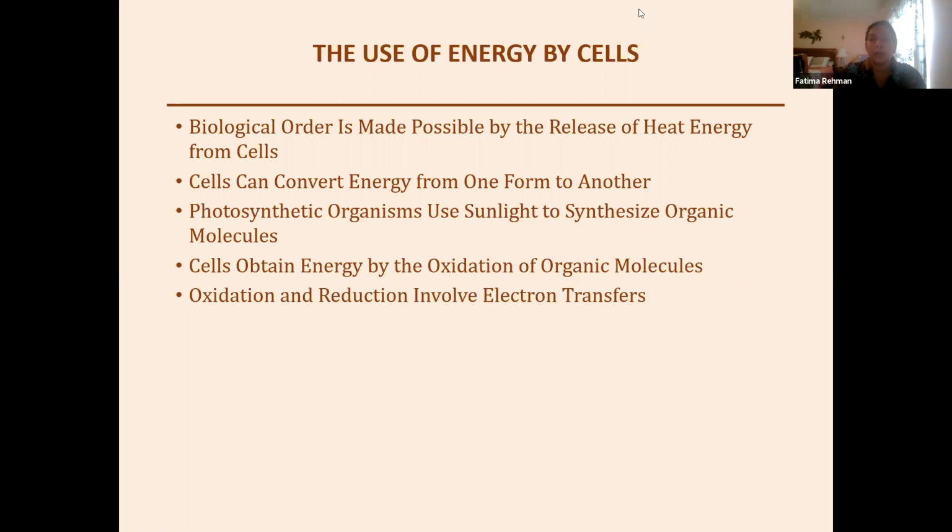Photosynthetic organisms are the ones that use light as energy input and synthesize organic molecules in the form of glucose. And cells obtain energy basically by breaking down or oxidizing organic molecules. Each time as they do that, they are releasing heat energy as well as electrons that are bound to carrier molecules for energy input into other reactions. Oxidation and reduction involve electron transfers between those 2 molecules or atoms that are combining together or separating in the reaction.